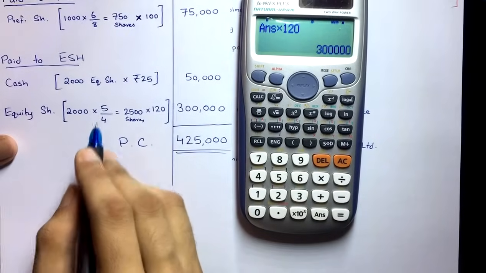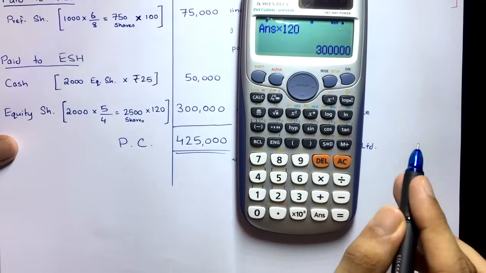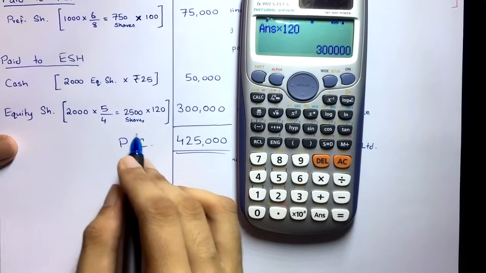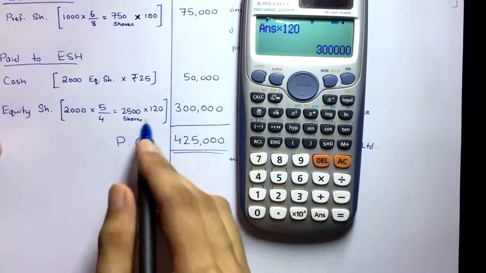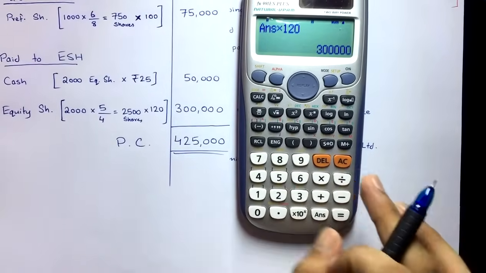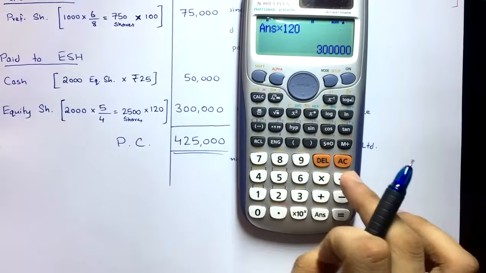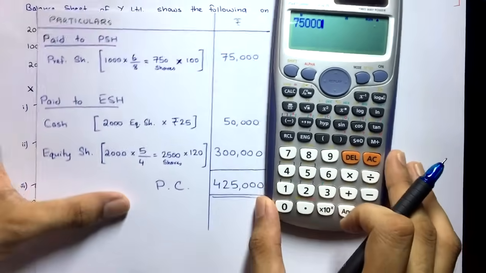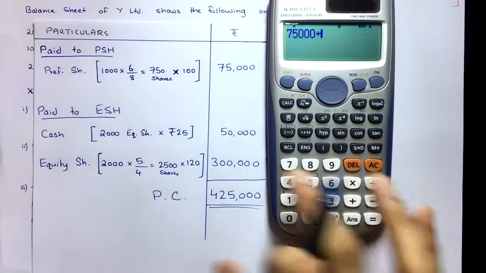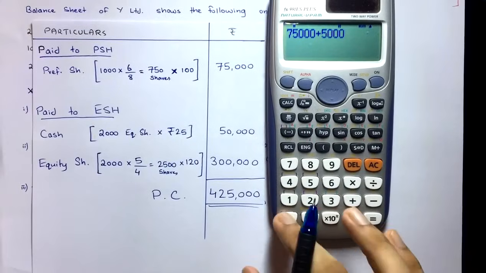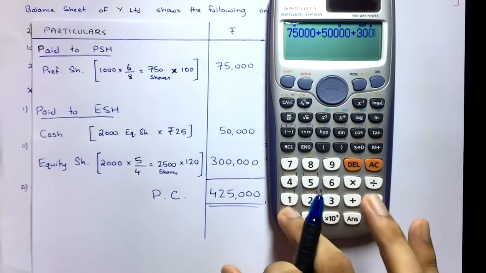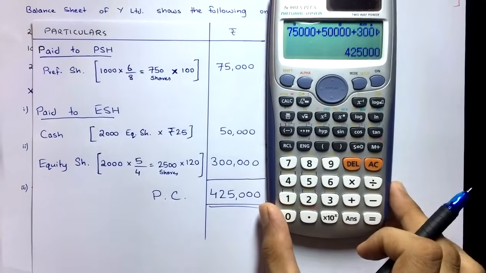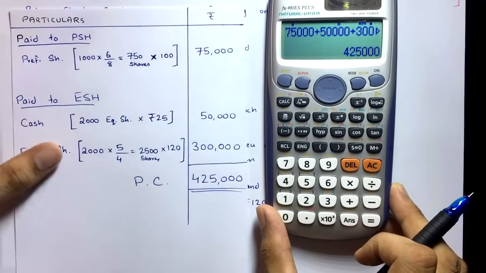Go with the sentence, 5 by 4. It was 544, right? So 5 divided by 4, that is equal to 2500 shares into the market value or the issue price. Then you will get 3 lakh. And then add it all up: 75,000 to the preference shareholders, plus 50,000 cash to the equity shareholders, plus 3 lakh for the equity shareholders, that is equal to 4,25,000. See, this is how you have to do it.